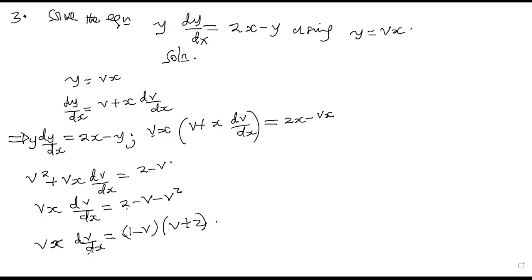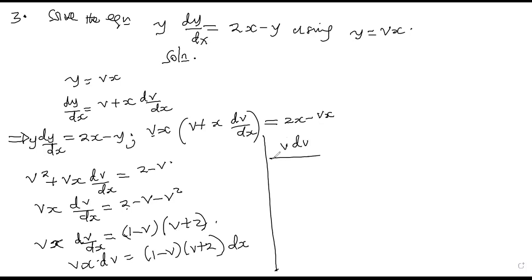First, multiply dx throughout. So we shall have vx dv is equal to 1 minus v into v plus 2, then dx. But we want to separate variables. So the ones of x, you bring them here, then the ones of v, you bring them here. So when you separate the variables, it will be v dv over (1 minus v)(v plus 2) is equal to dx over x. And this is followed by integration.